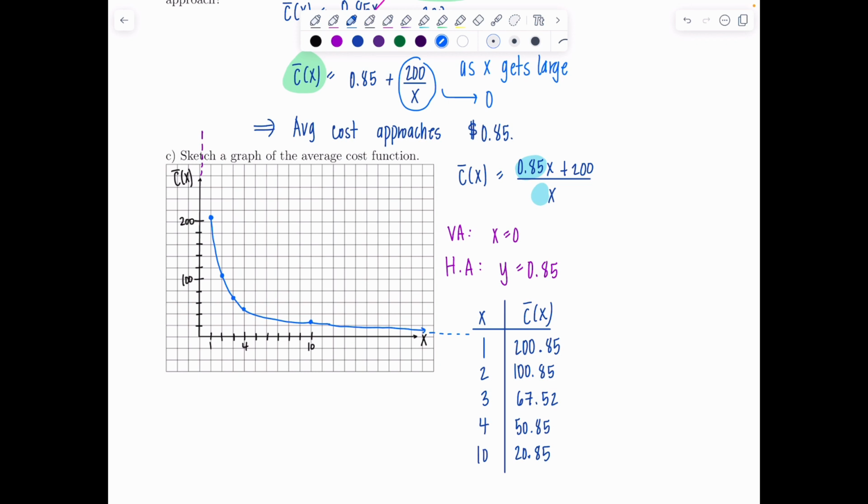Very good. Okay, so that concludes the lesson. You really don't need to do too advanced computations with rational functions in this course. As long as you know how to find horizontal and vertical asymptotes for problems like this, you'll be in good shape. So that concludes the video.